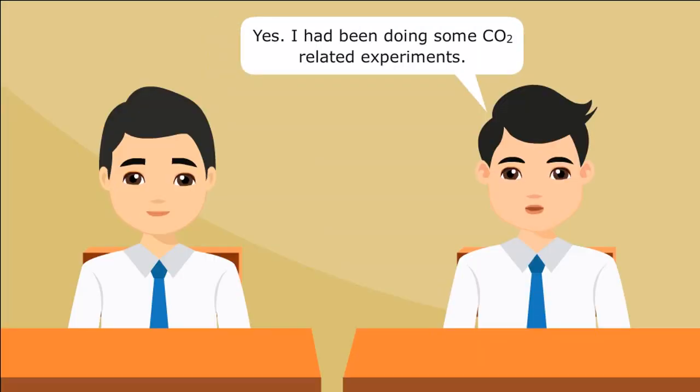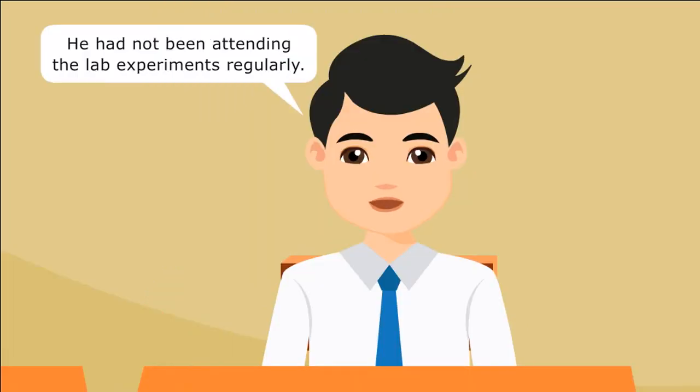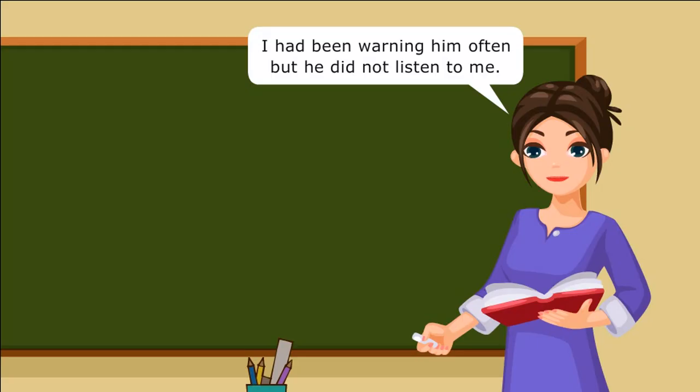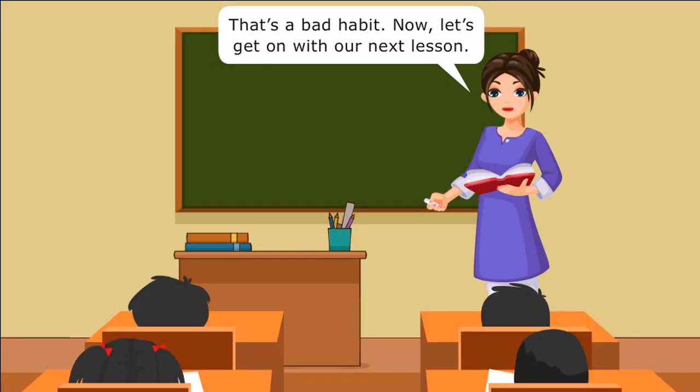Yes, I had been doing some CO2 related experiments. Samir failed in chemistry because he had been studying only the theory. He had not been attending the lab experiments regularly. I had been warning him often, but he did not listen to me. Some students have been giving excuses for skipping lab experiments. That's a bad habit. Now let's get on with our next lesson.